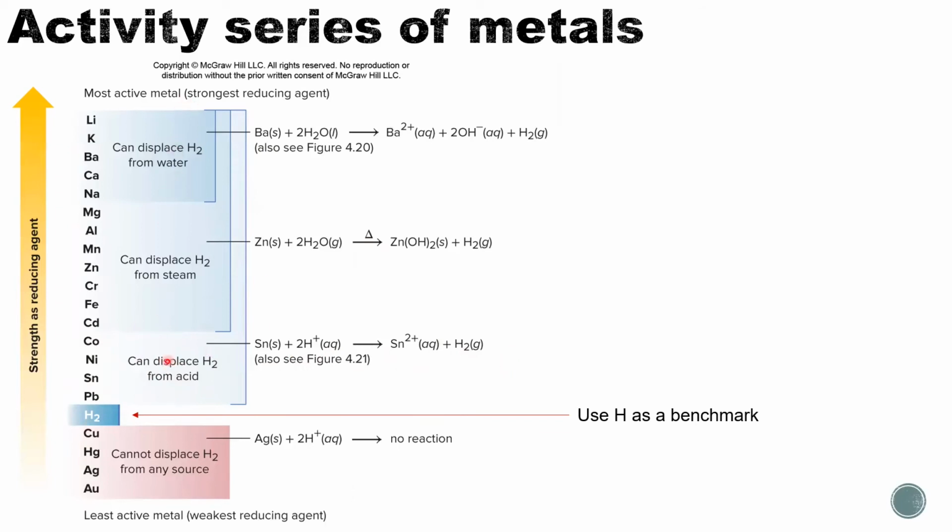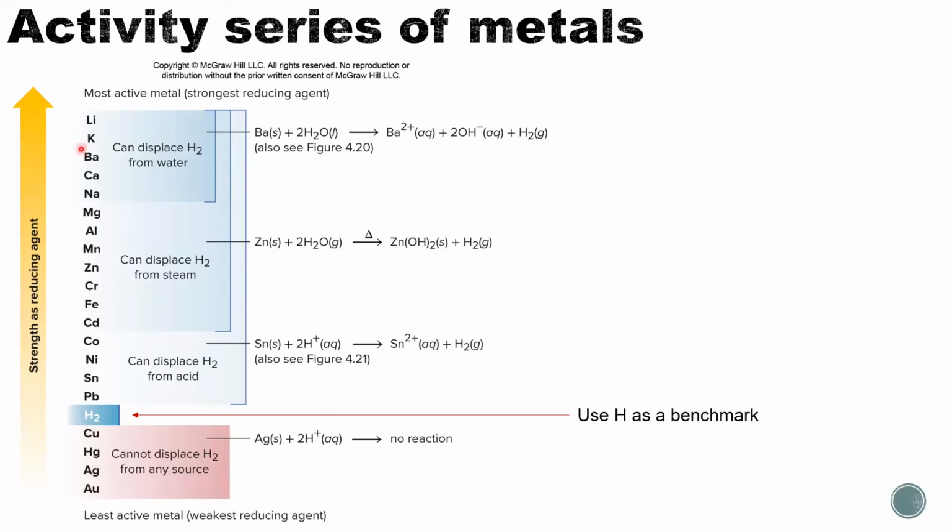All of these three categories can be downgraded but not upgraded, which means if we have lithium, it will also react with steam to produce hydrogen. It can also react with acid to produce hydrogen. However, if we have tin, it cannot react with steam, cannot react with water, it has to be acid, so it cannot upgrade. If I give you an activity series of metals, I will expect you to be able to predict some of the reactions.